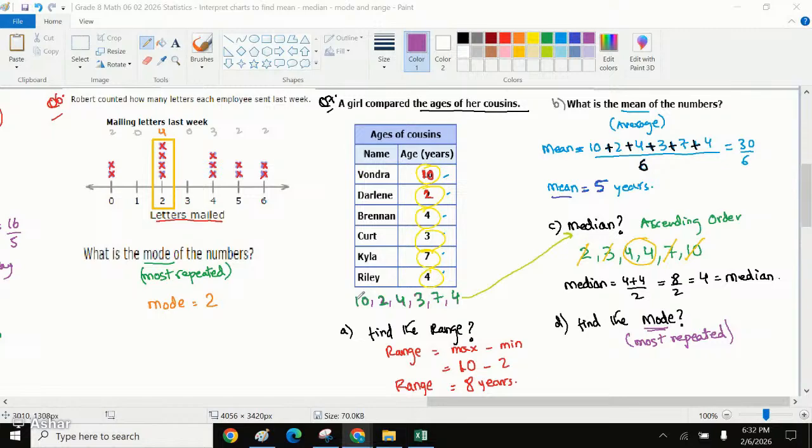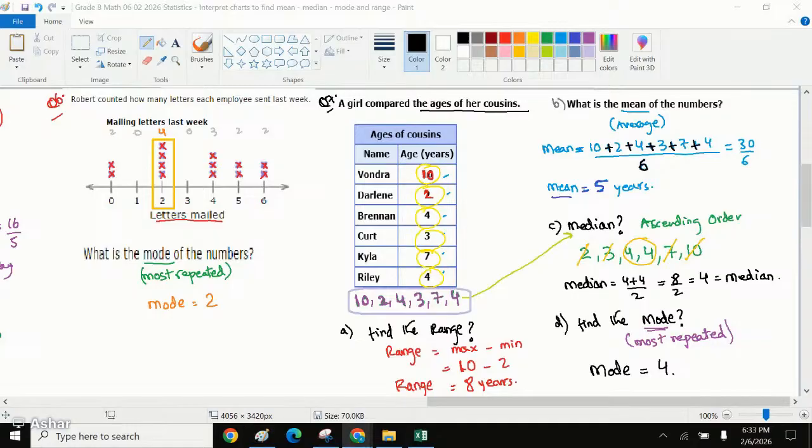See, the numbers given were 10, 2, 4, 3, 7, and 4. Do we have? Yes. Mode would be the most common number out of the numbers that have been given to us, right? So do we see the most? Yes. 4 is the mode. Thank you so much. We can say mode would be equal to 4 because it's repeated twice. Okay. So let's try some more examples and let's see what else we can do with these kinds of questions.